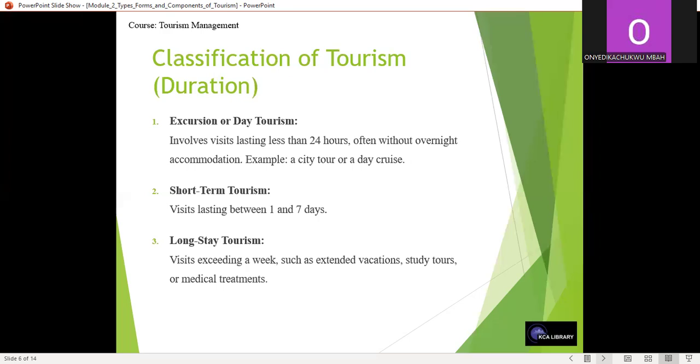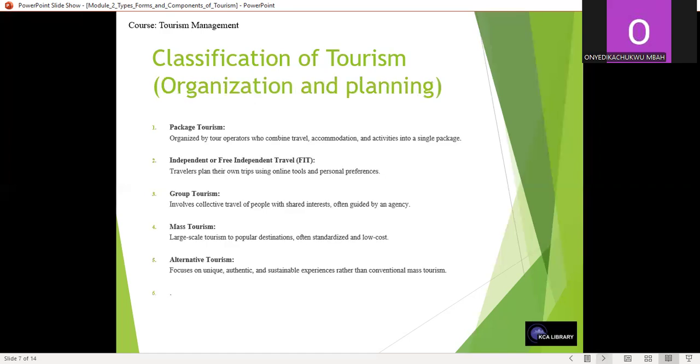Now we have classification of tourism based on duration. Excursion or day tourism involves visits lasting less than 24 hours, often without overnight accommodation. For instance, these are the kind of things that we did when we were in secondary school, when you go to places like Olumo Rock, Badagry, Slave Trade Camp, and all of those things. And then we also have short-term tourism, that's visits lasting between 1 to 7 days. And then we have long stay tourism, visits exceeding a week, such as extended vacations, study tours, and medical treatments.